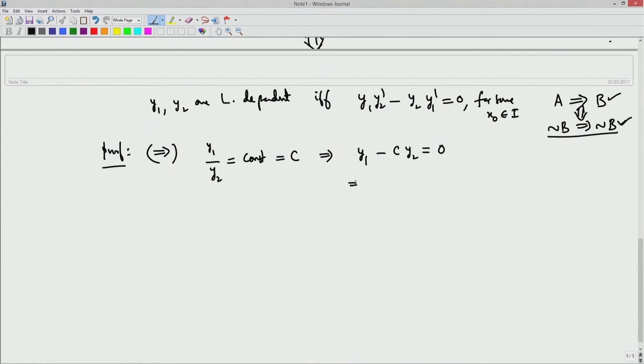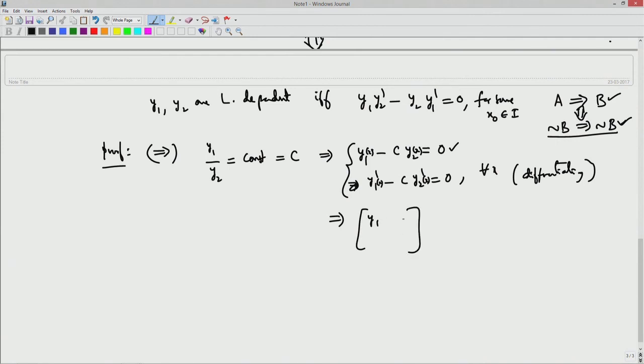You can differentiate this because y1 y2 are satisfying second order equations. If you differentiate, you get y1 dash minus c y2 dash equal to 0, since c is a constant. This is true for every x. By differentiating the first equation, you get this equation. Together, you can write it as a matrix: y1 y2 y1 dash y2 dash times 1 minus c equal to 0 0.